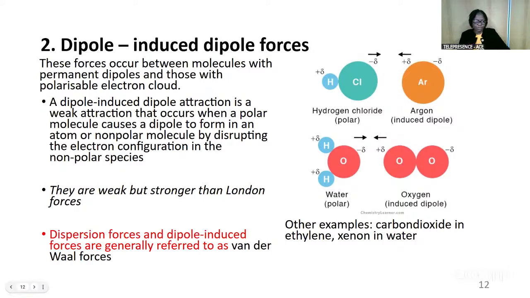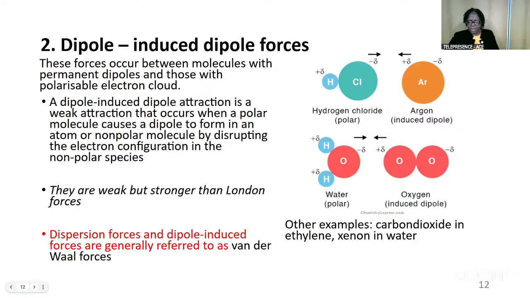So the presence of the one that has a permanent dipole coming in close contact with the one that has no polarity at all, that presence can polarize the other one, and the effect is called induced dipole. So there will be formation of an induced dipole, which is a temporary dipole. So a combination of these two will give you the kind of force that is easy to understand. Dipole-induced dipole forces. So these are forces that occur between molecules with permanent dipoles and those with a polarizable electron cloud.